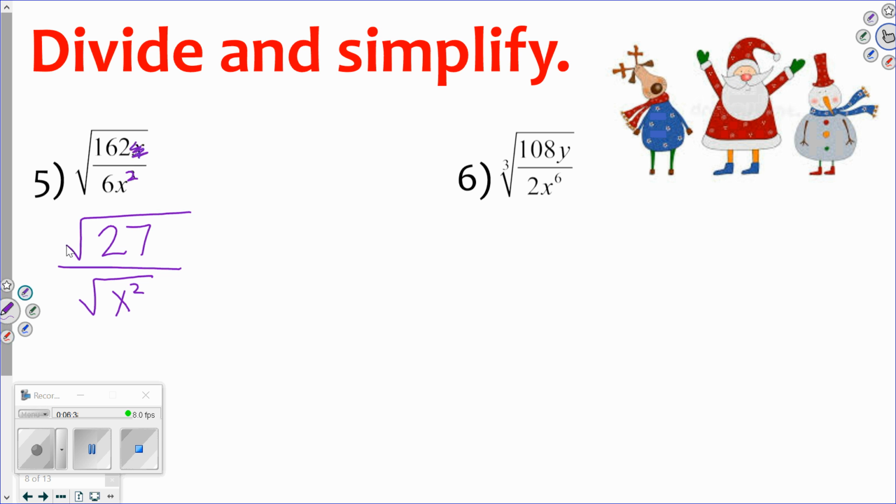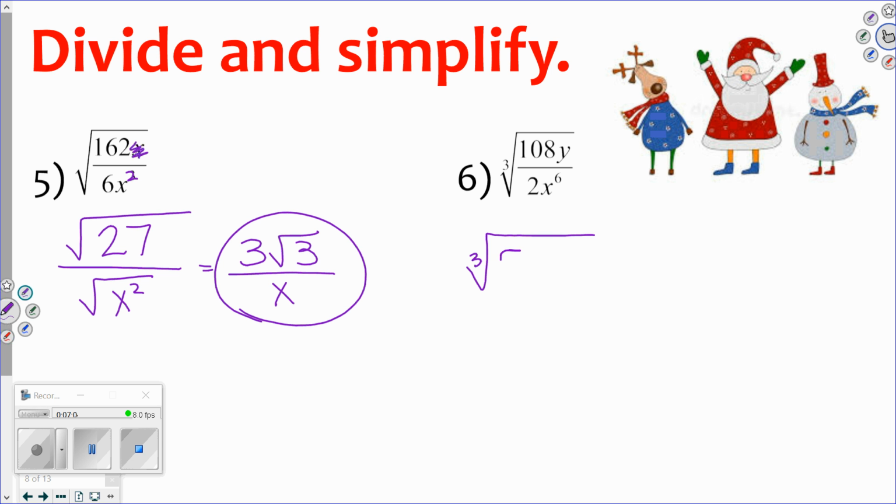We just did the last problem. It becomes 3 radical 3. Square root of x squared. I have a radical on the top still. Is that okay? Where am I not allowed to have a radical? Bottom. Ooh, I got a cubed root going over there. 108 divided by 2? What about the y? Stays there. What about the x to the 6? Where is it? It's on the bottom.